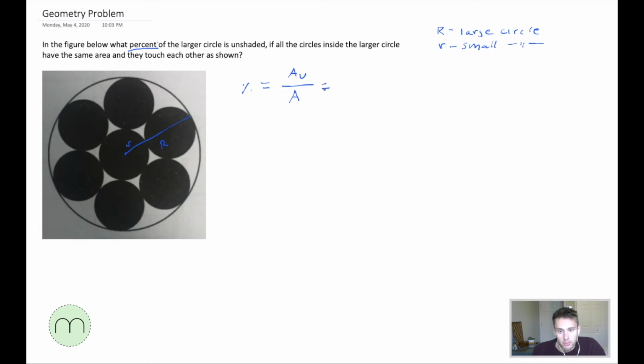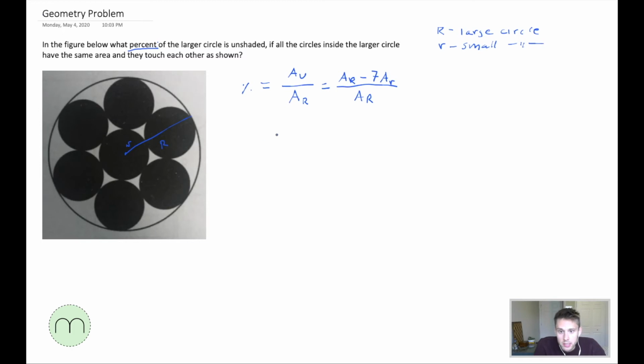And then I would like to further proceed to write out the unshaded area. As we can see, the unshaded area is equal to the area of the large circle, which is capital R, minus the area of all the small circles. How many of those do we have? We have 1, 2, 3, 4, 5, 6, 7. It's actually equal to the area of the large circle minus 7 times the area of the small circle, which I'm going to denote with a small r. And all this has to be divided by the area of the large circle, capital R.